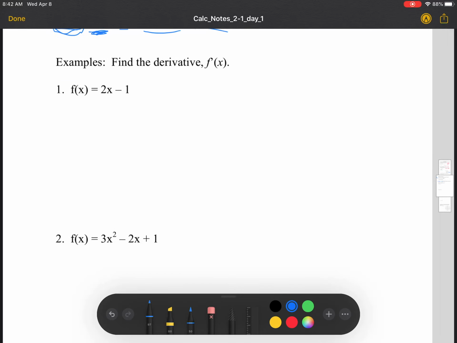All right, so best part of every day. Let's hop into those examples. So example 1. Example 1, we got f of x equals 2x minus 1. So to find our f prime of x, we have to find the limit as delta x goes to 0 of our difference quotient. Okay, of f of x plus delta x minus f of x all over delta x, right? All right.